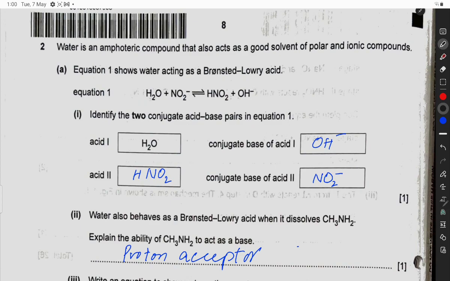Acid 1 is water, because it is a proton donor. The conjugate base of acid 1 is OH negative. The nitrite ion is a base because it is a proton acceptor. A proton donor is an acid and a proton acceptor is a base. Over here, HNO2 is the conjugate acid of this base, and this is the conjugate base of this acid. So HNO2 is acid 2 and the conjugate base of acid 2 is the nitrite ion.